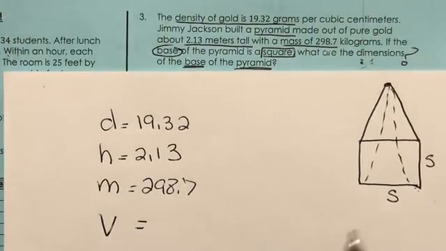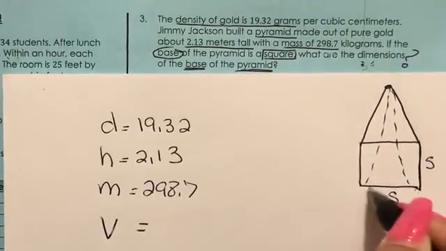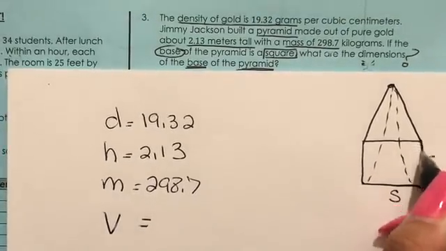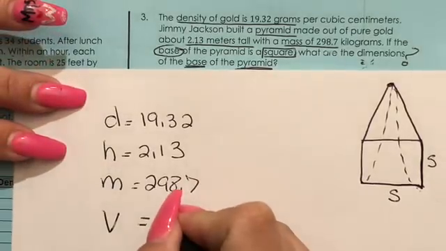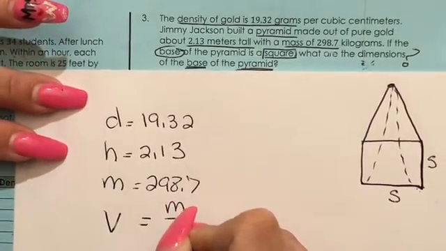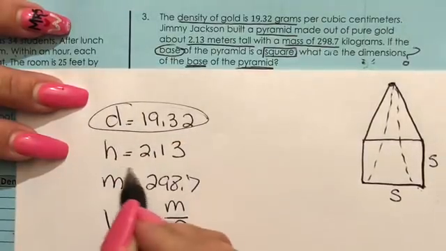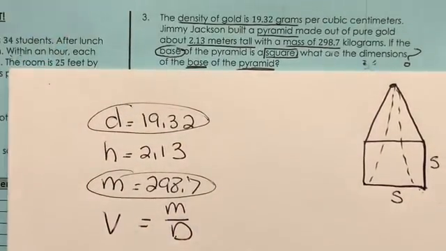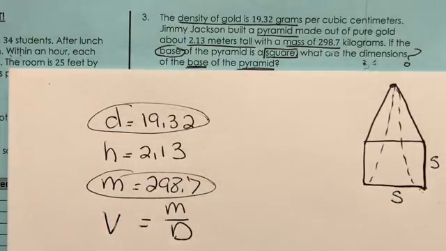So in order for me to find the dimensions of the base of the shape, which means what is the length and what is the width of this shape, I probably should find the volume first. So the formula to find the volume is mass divided by density, both of which were given to me. So all I'm going to do is plug those into this formula, and I'm going to find volume.